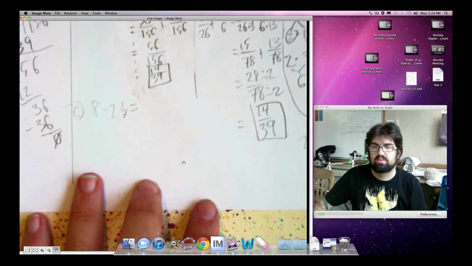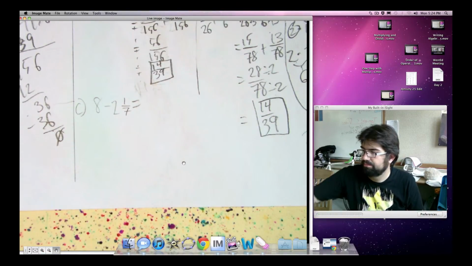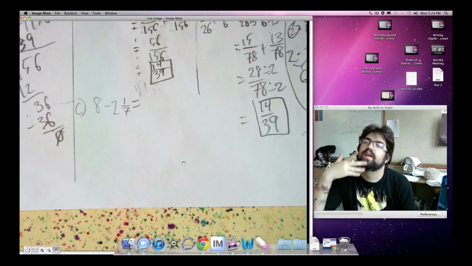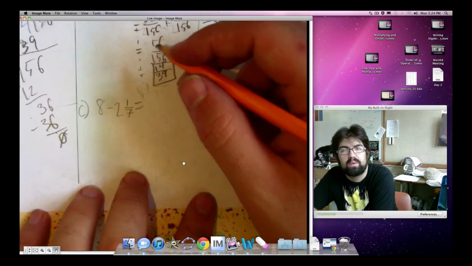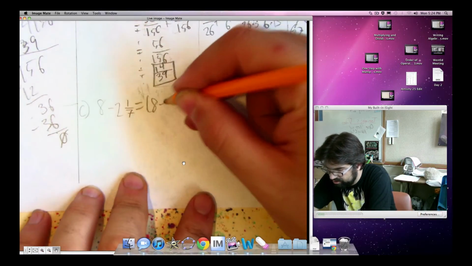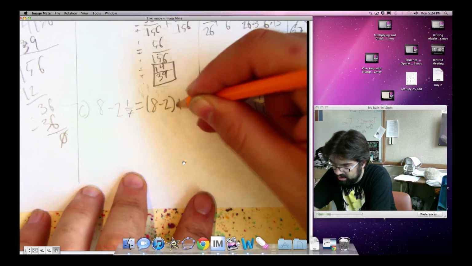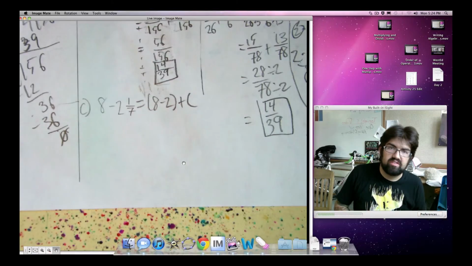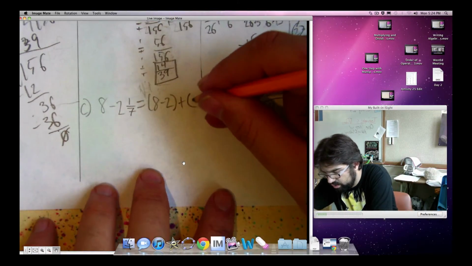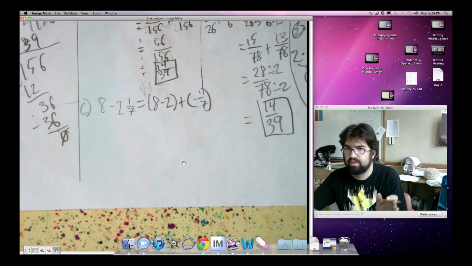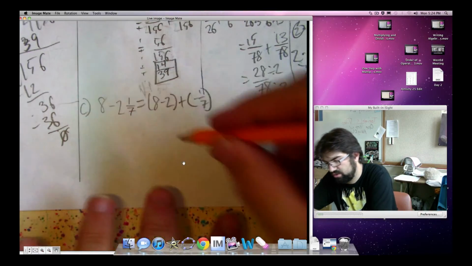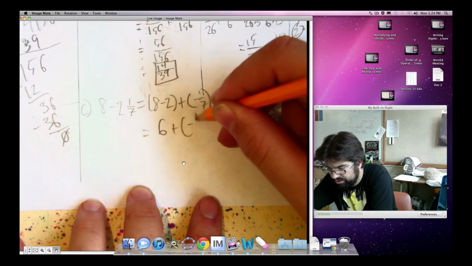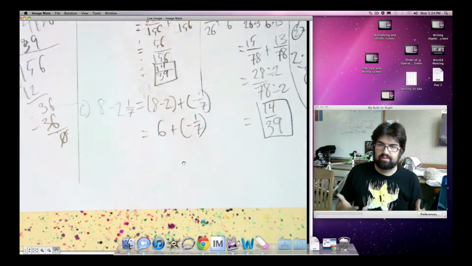Let's go and do this last problem. We'll just do it one way. 8 minus 2 over 17. Here's what I think. I would kind of do it the way we did earlier. I would do 8 minus 2 plus, well, I know I'm going to be taking away 2 and 1/7. So I would just leave that as negative 1/7 because I'm going to take that away in a minute. 8 minus 2 is just 6. But I still want to take away negative 1 over 7 because it's negative.